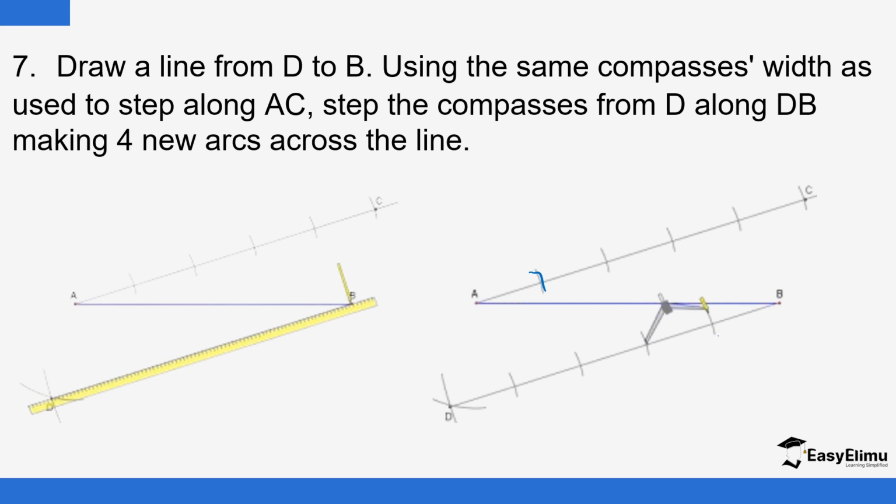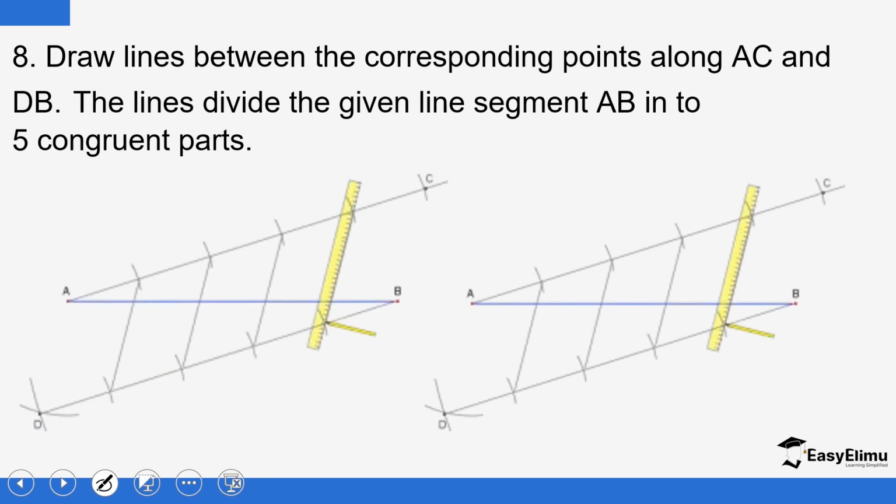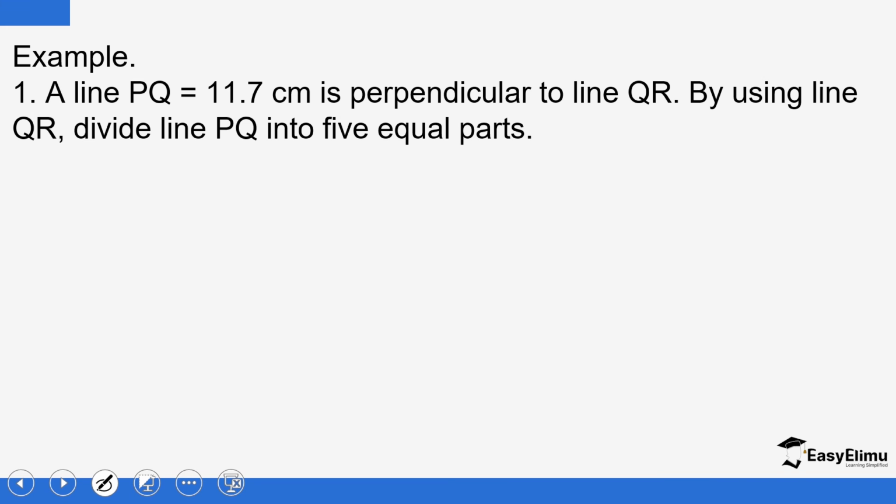So 5 equal parts. So 1, 2, 3, 4, 5. The fifth one should be at D down there. So just a matter of joining them now. Using a ruler, join this to this, join that to that, join this to this, join this to this. And with that, we shall have divided the line into 5 equal parts. That is using a ruler and a pair of compasses only.